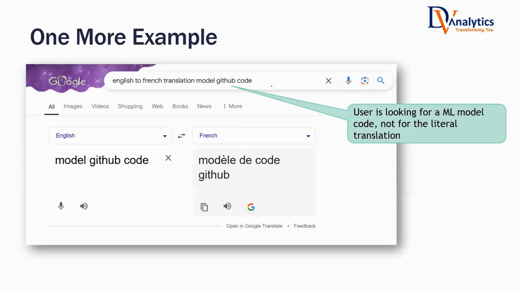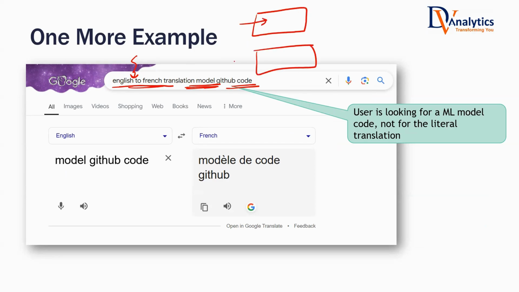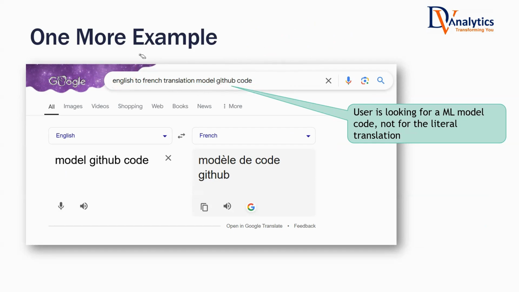Another example that I have seen is in Google, where I tried searching for code for language translation. What I wanted was an English to French translation model GitHub code. I wanted the Python code where the model will take English language as input and convert it into French language. So I have a dataset English to French, then I'll build a model, and that model will finally do the prediction. And I'm searching for the GitHub code for that.